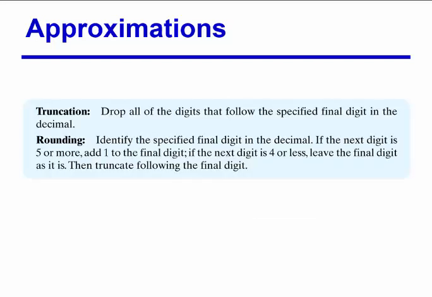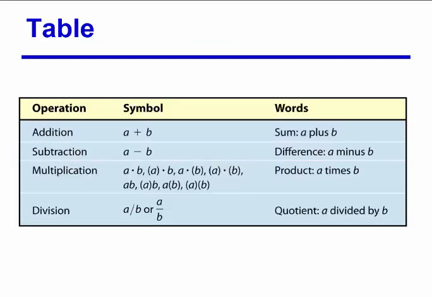Approximations, we'll talk about this more in class. Truncation is basically dropping all the digits that follow the specified final digit in the decimal. And then rounding: identify the final digit in the decimal. If the next digit is 5 or more, add 1 to the final digit. If the next digit is 4 or less, leave the final digit as it is. Then you truncate the following digits. And again, this becomes a little clearer when we work this in class.